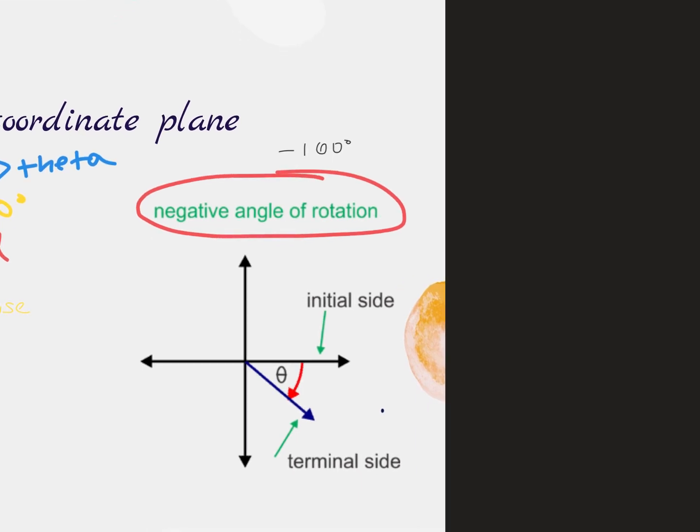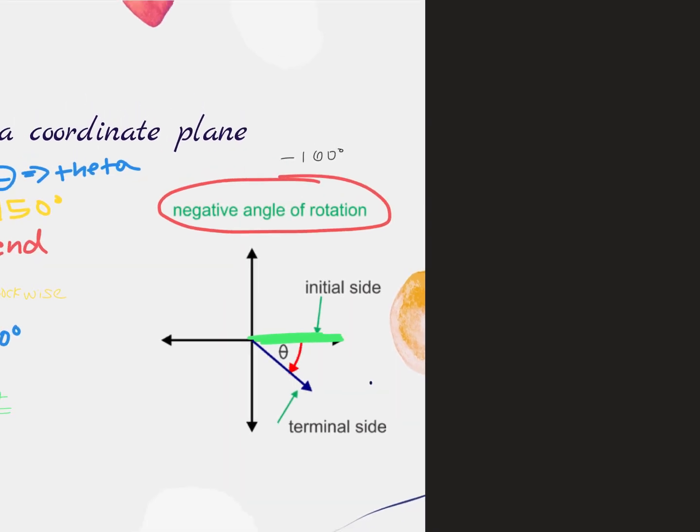Your initial side stays right here at the x-axis. But which way do you rotate if you're negative? Do you go down? You go clockwise. It's going to go clockwise or down. That's a nice way I like to think of it. So think about what your measurements do.